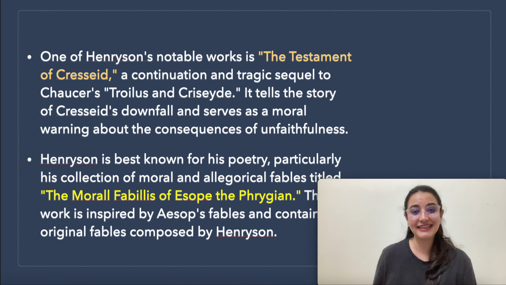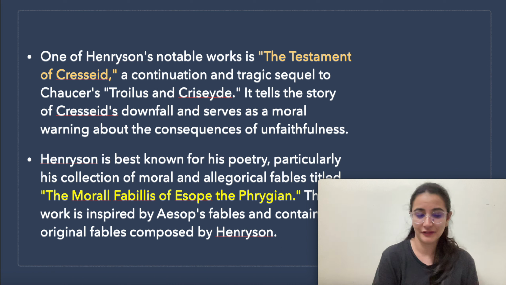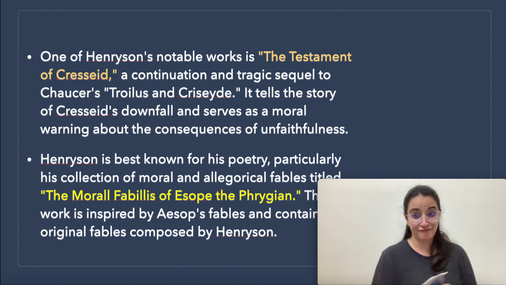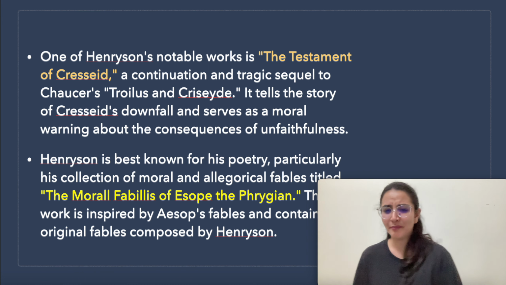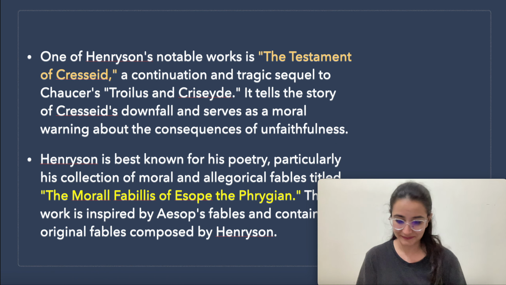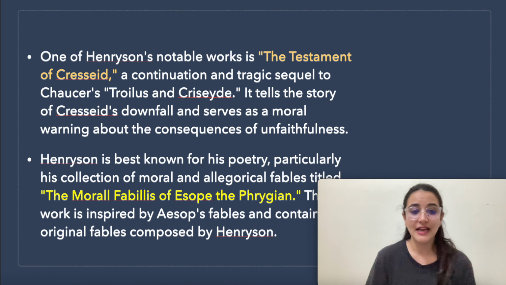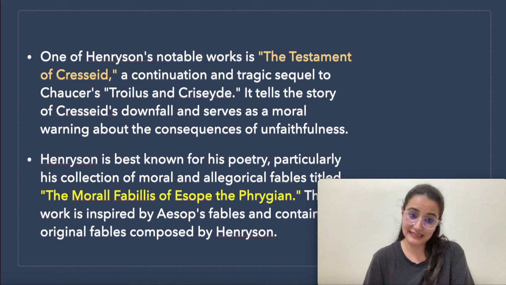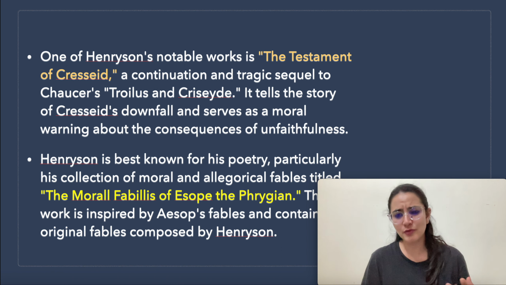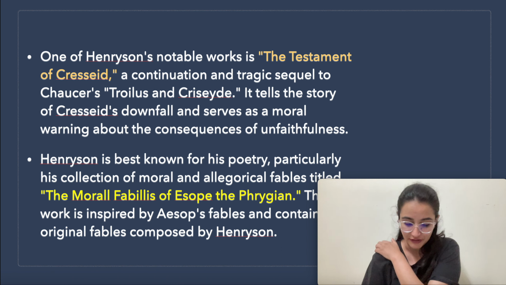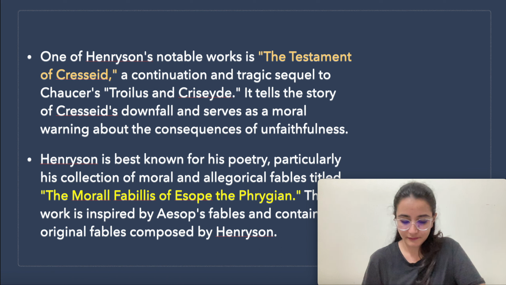So Troilus and Cresside में जो Cressida है, the treatment of Chaucer is extremely different from the treatment of Henry Sun of Cresside. So Cresside in Testament of Cresside is very different. And sometimes we also say that it is very misogynistic of Henry Sun to do that. So Henry Sun is best known for his poetry, particularly his collection of moral and allegorical fables. The second work that we generally talk about of Henry Sun is the Moral Fables of Aesop the Phrygian.